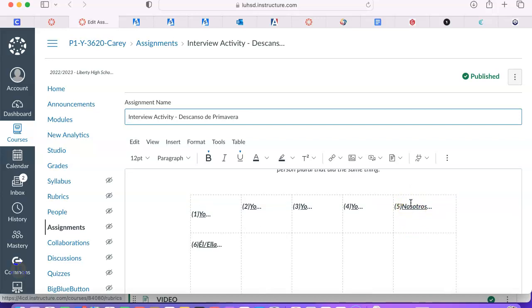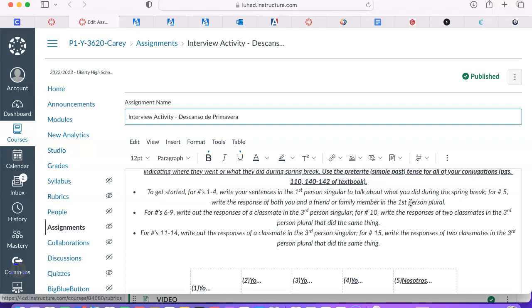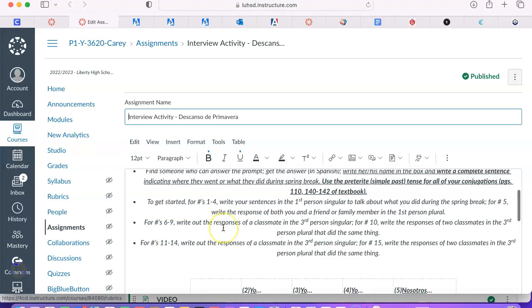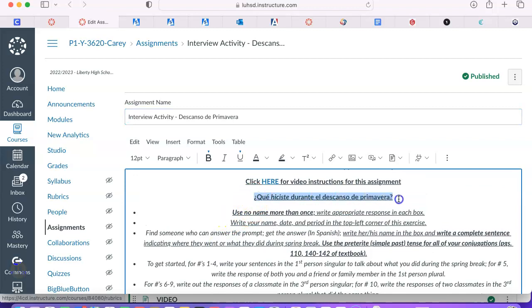And then the whole premise of this assignment is to do what you guys are already doing in English, right? Talk with one another about your spring break and what you guys did. So for numbers 6 through 9, 11 through 14, you guys are going to ask one another, not in English, but in Spanish, ¿Qué hiciste?